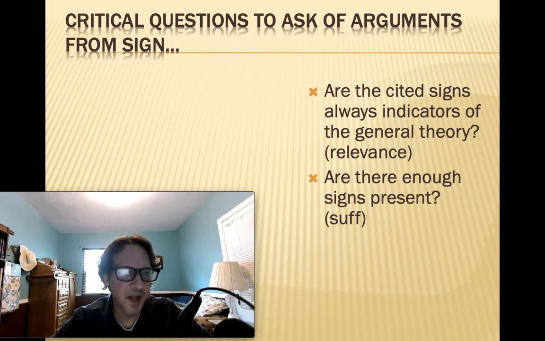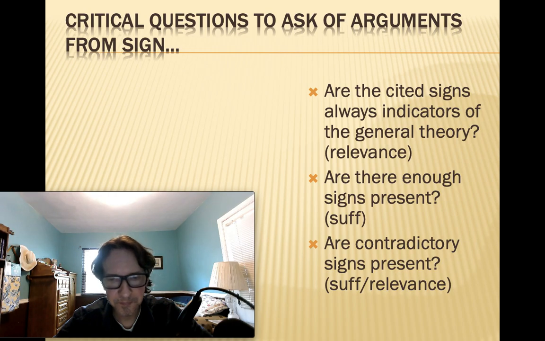Is just one sign sufficient to prove the case, or do you need more signs? Also, are there contradictory signs present? Maybe police abuse and violence has been going down, so maybe that's a contradictory sign. Or maybe support for Black Lives Matter has been going up, so maybe that's a contradictory sign.